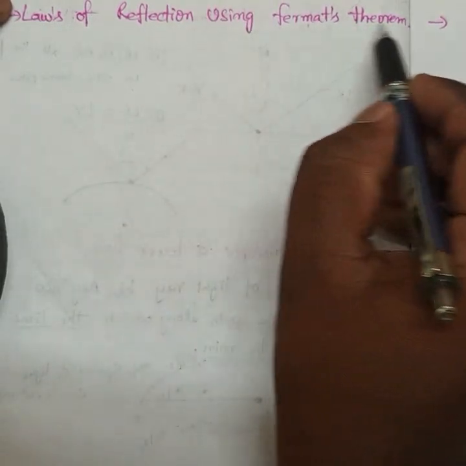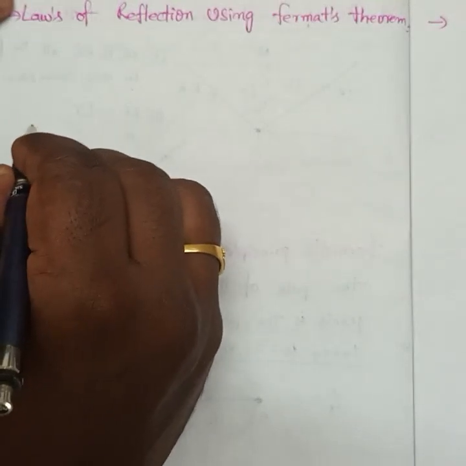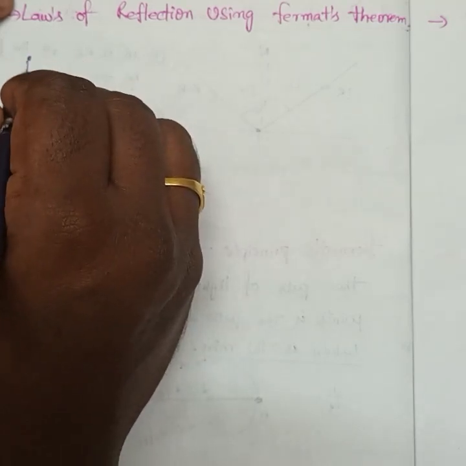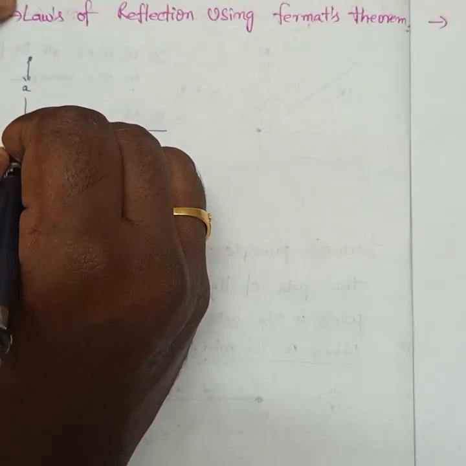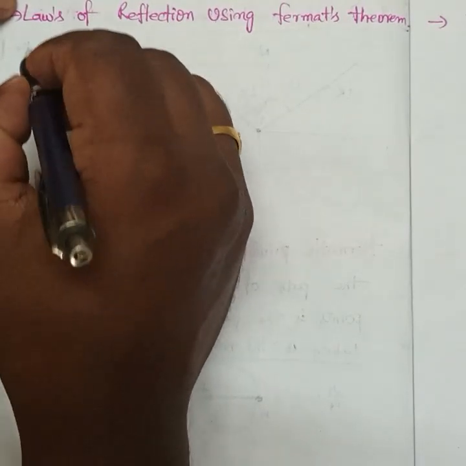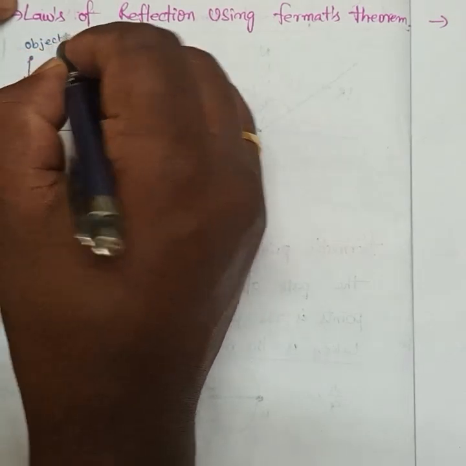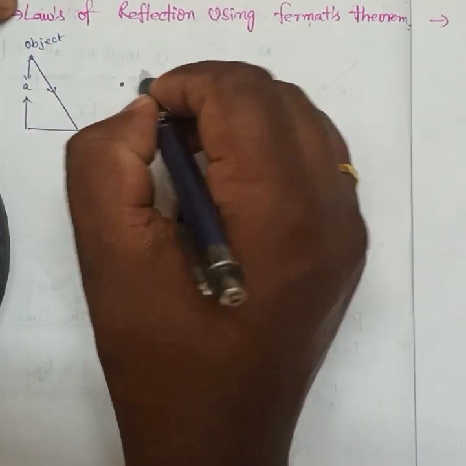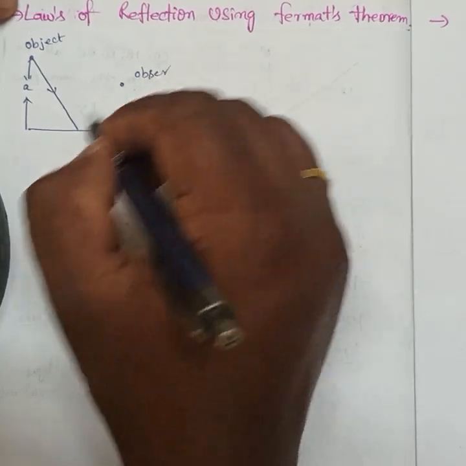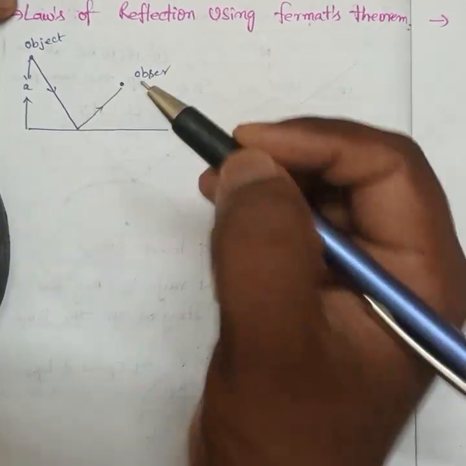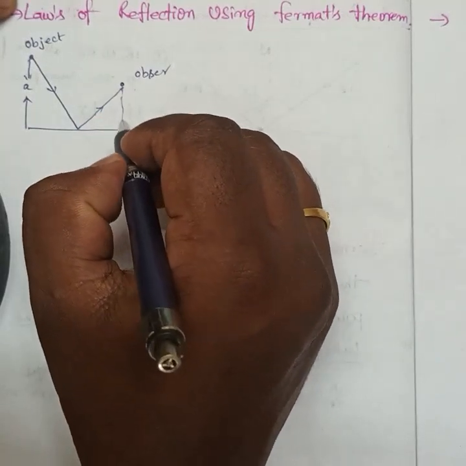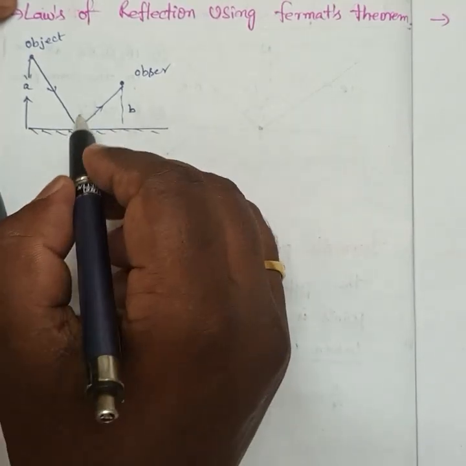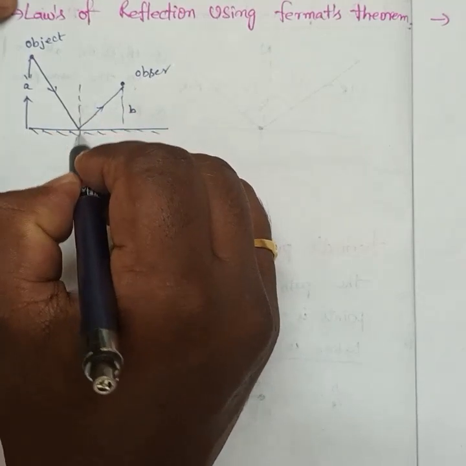Laws of reflection using Fermat's principle. Take a surface, and here an object is placed at a height A from the surface. From the object, a light ray is incident on the surface and reaches the observer along this path. The observer is at a height B from the surface. Let us take it as a mirror or surface, and here we need to make a normal.